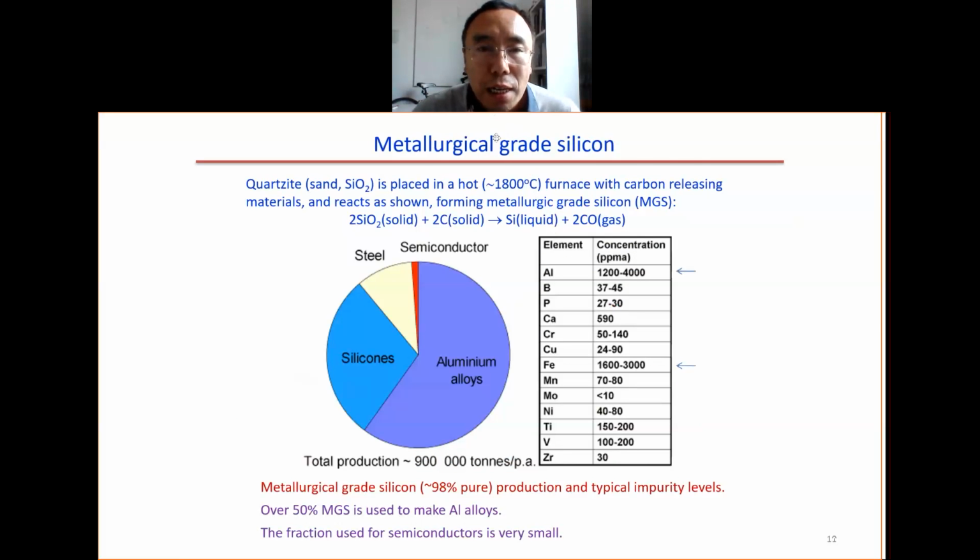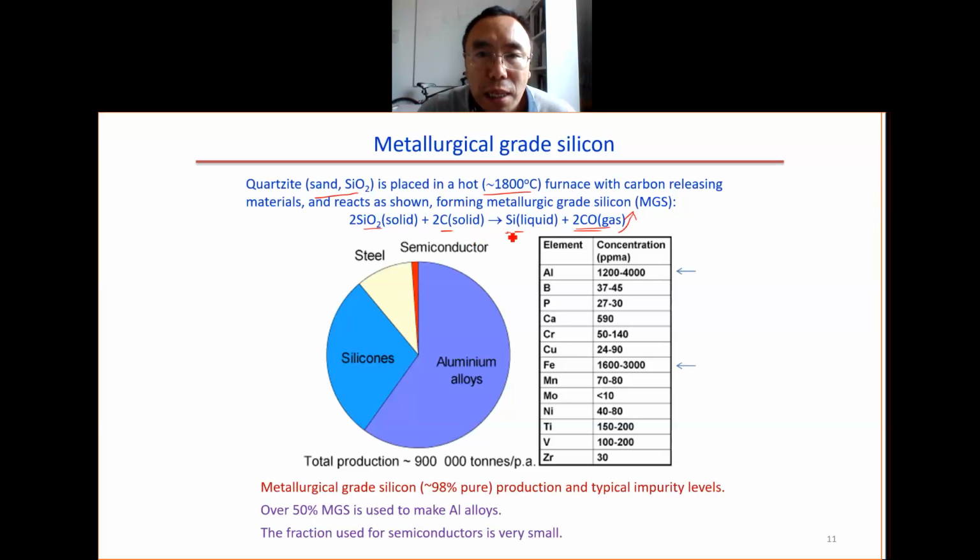So first, let's look at how to convert silicon dioxide, sand, into silicon. We need something to take away the oxygen, that means we need a reducing agent. In this case, we use carbon. At high temperature, we mix sand and carbon, then we form silicon and CO. The CO is a gas, pumped away, leaving behind liquid silicon. At this temperature, the silicon is liquid.